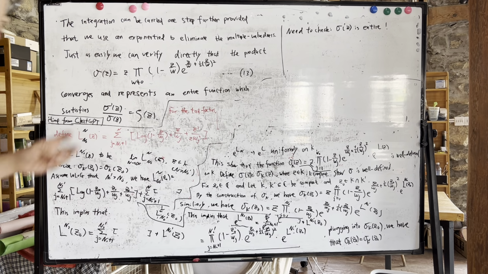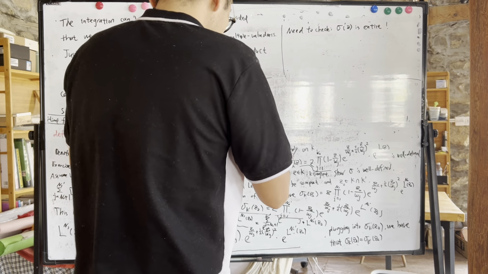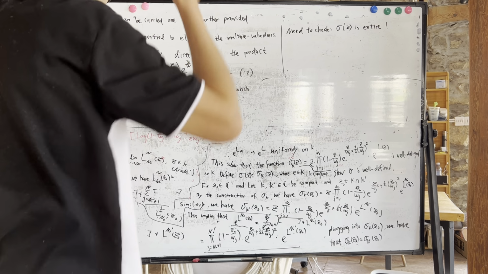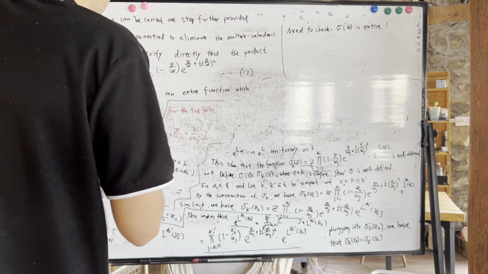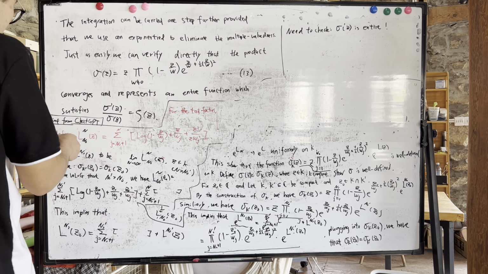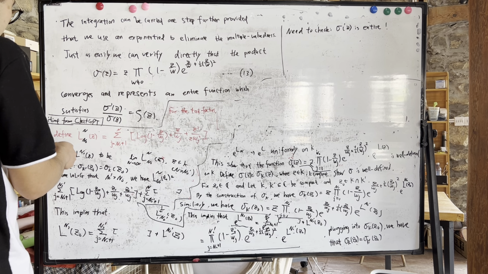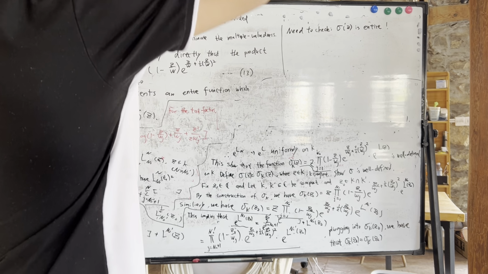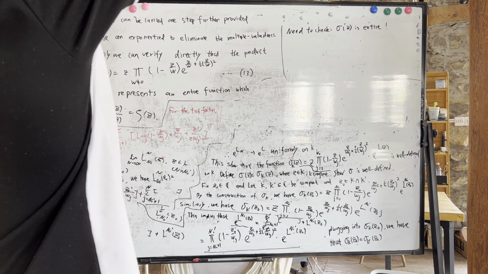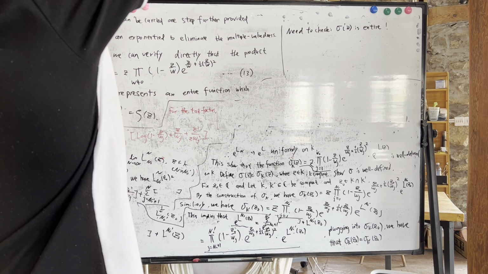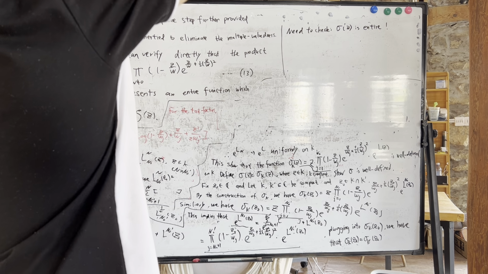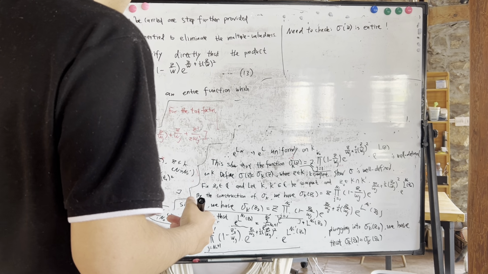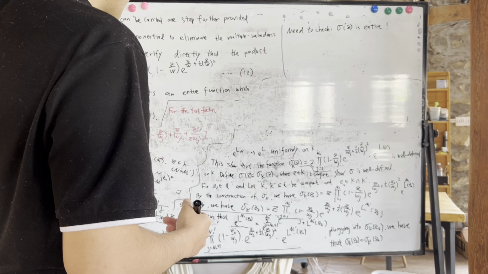The way that I want to show it is entire is that I want to use the property that this sigma kz is holomorphic.